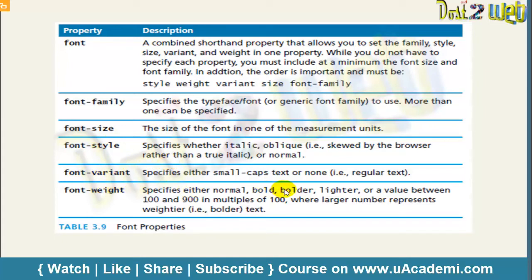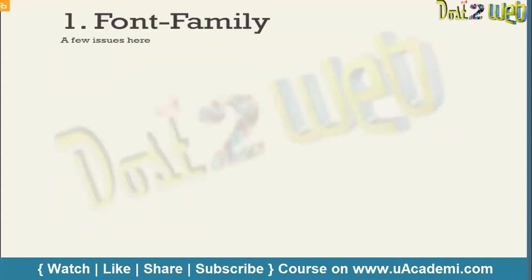Weight means you want normal, bold, bolder, lighter, and this value will be between 100 and 900 in multiples of 100. You cannot use 150, you have to use 100 or 200. It will define the normal, bold, bolder, lighter properties of the font weight. The first one, as we have seen, is font family.